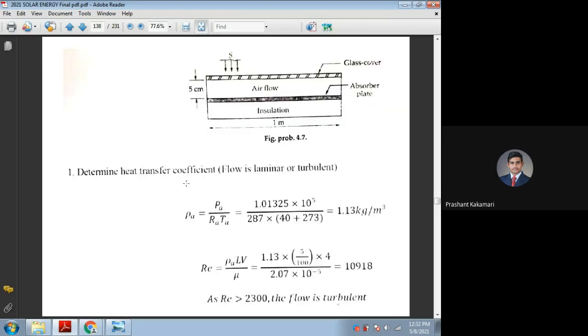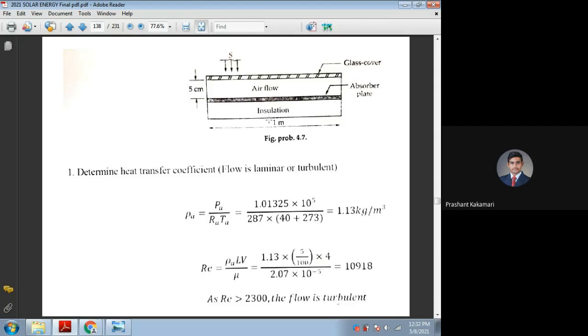Now, first thing is to find out the total solar radiation falling on the absorber plate after light is transmitted through the glass cover. So one thing is that we can do, or else directly they have started from whether the flow is laminar or turbulent.